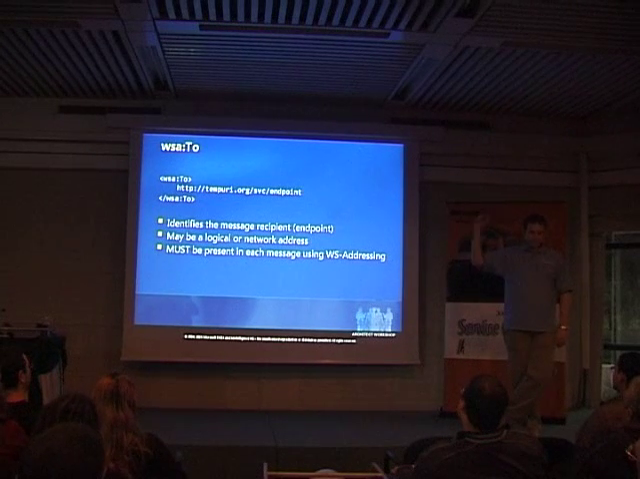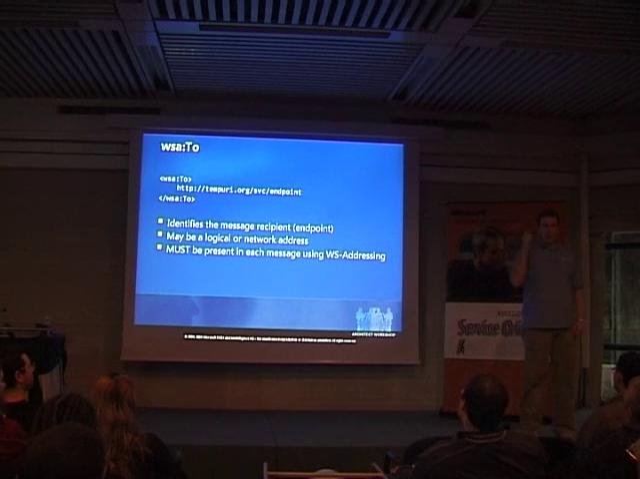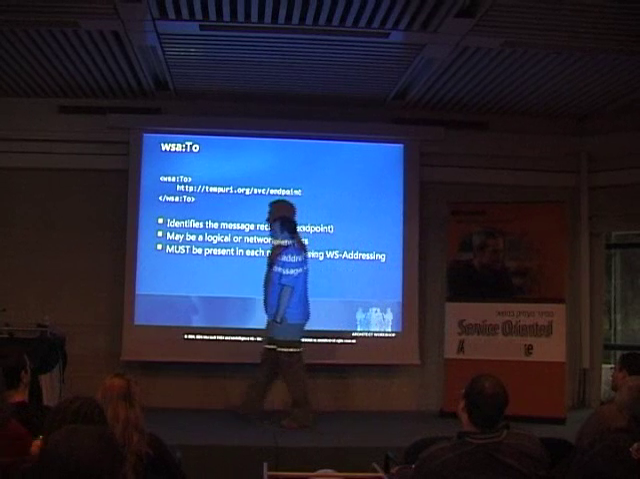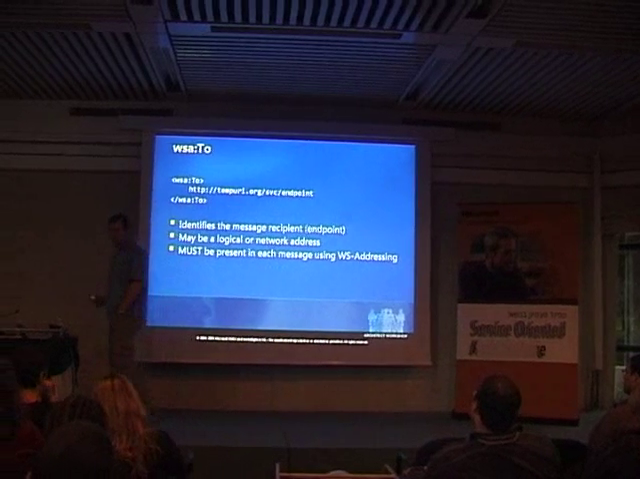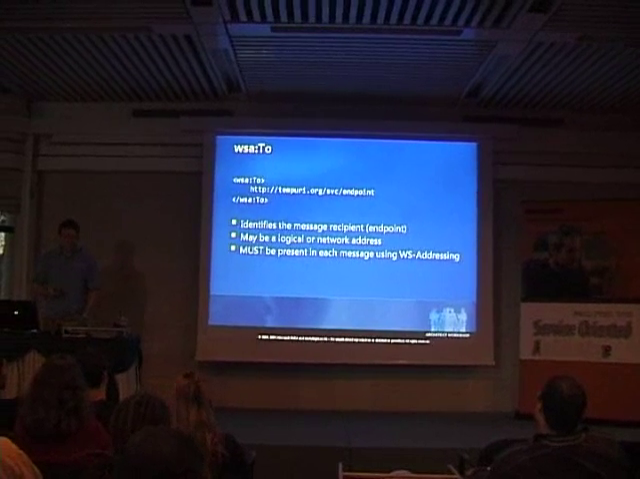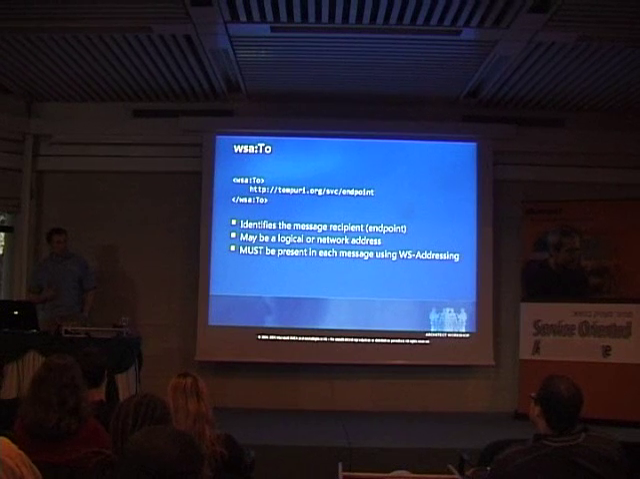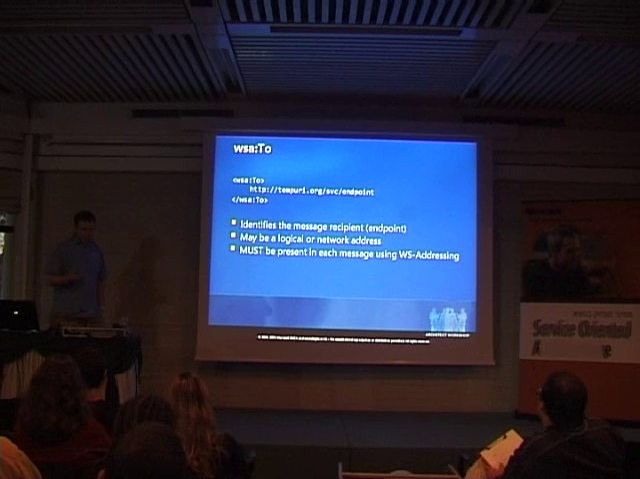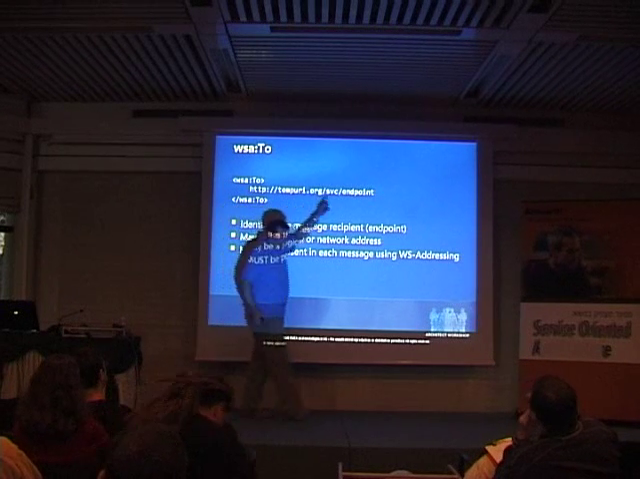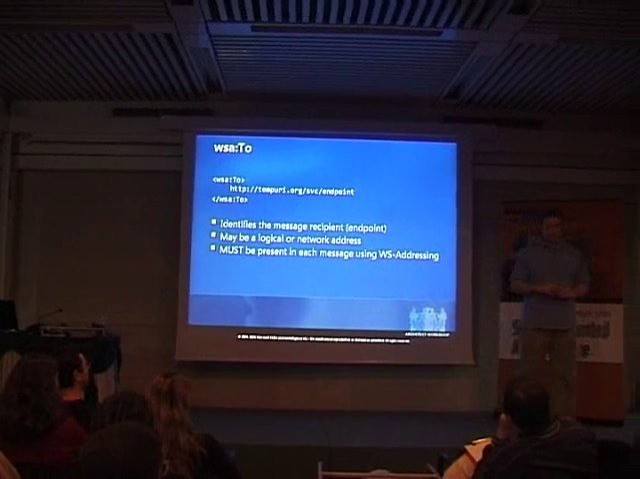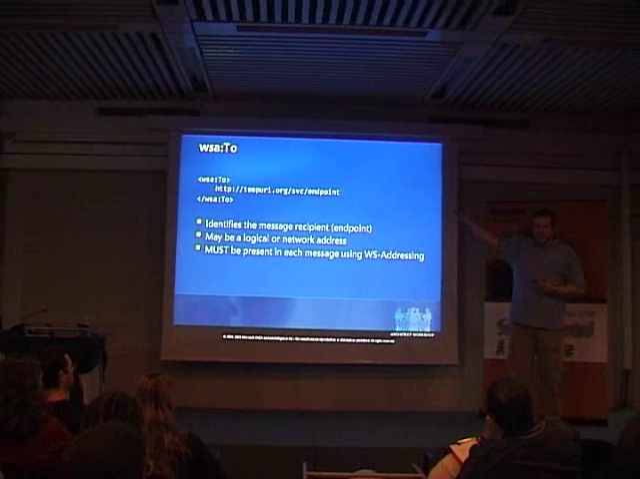The to field is mandatory, must be used if you use addressing, and indicates who that message is directed to. Without to, no message. It identifies the message recipient endpoint. Now, that may be a logical address or a network address. The address I'm showing here is not a network address. It can't be valid because tempuri.org is registered by someone. Actually, it's registered by Microsoft, but it doesn't matter. And there can't be any valid endpoints behind tempuri.org.